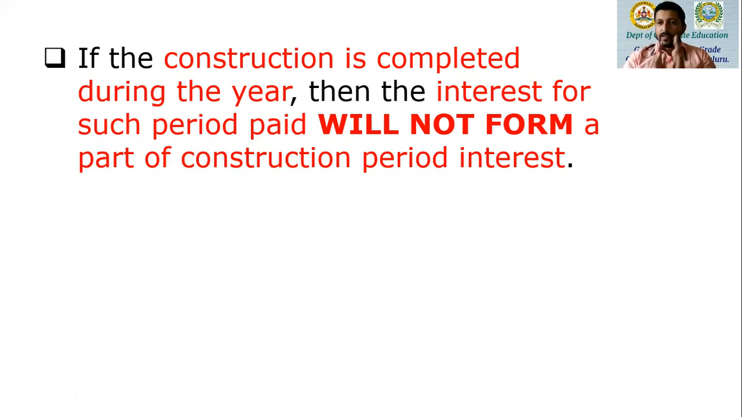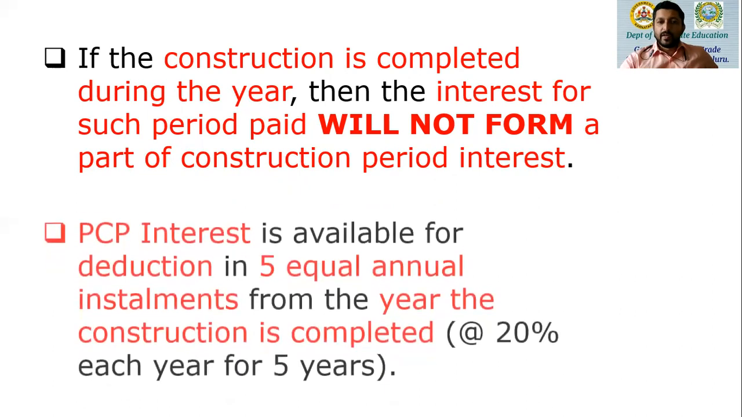Let's take an example. Construction started, let's say, in the year 17-18. It went on through 18-19. And in the previous year 19-20, let's imagine the construction is completed. So the interest of the previous year 19-20, the year the construction is completed, will not form a part of the construction period interest because the construction is completed. So the interest for the years 17-18 and 18-19, whatever is paid by the SSC, those two years' interest put together only will form what is called construction period interest.